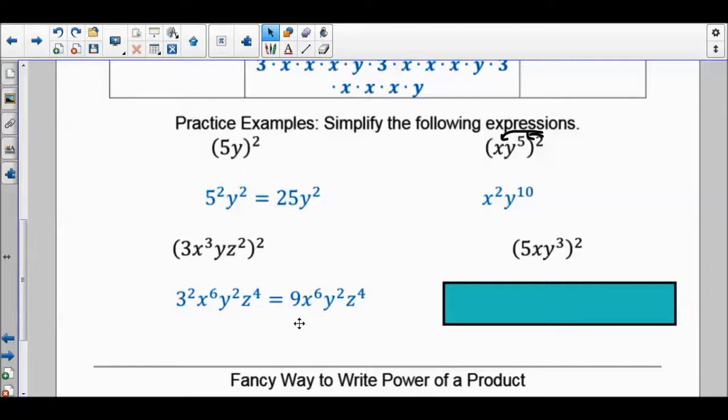So then the only thing that we have left to do is 3 squared is actually 9, so then this would be our final answer: 9x to the 6th, y to the 2nd, z to the 4th.